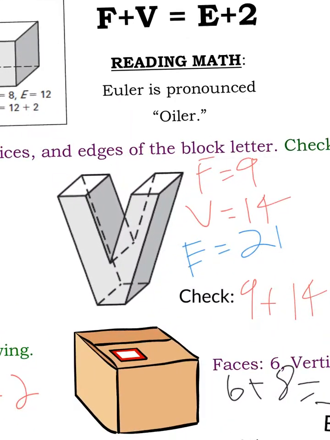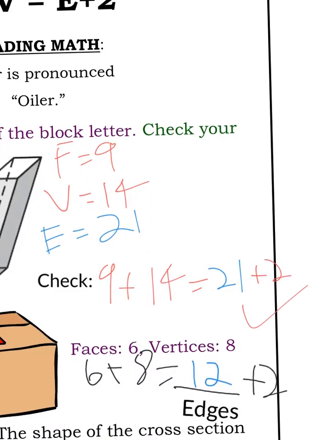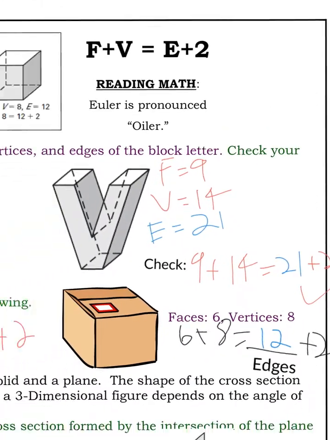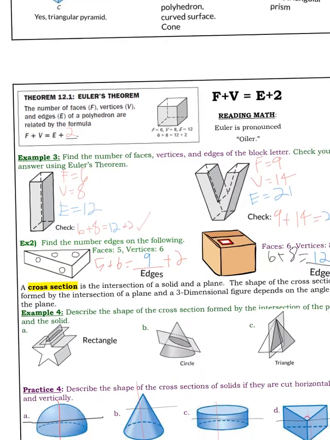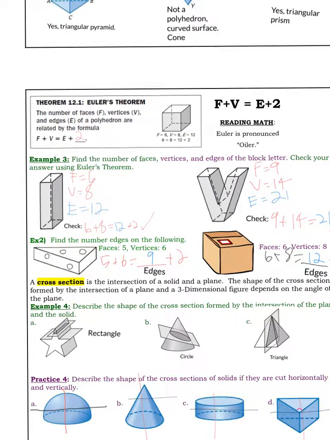So on this V-shaped prism, we have 9 faces, 14 vertices, and again, you could just find this stuff out by counting. I counted beforehand. And then I have 21 edges. Well, what's 9 plus 14? That's 23. What's 21 plus 2? That's also 23. So it works out. So here on these other 2 examples, I'm giving you three-dimensional objects, but there's no dashed lines in the back to show you what's going through the object.